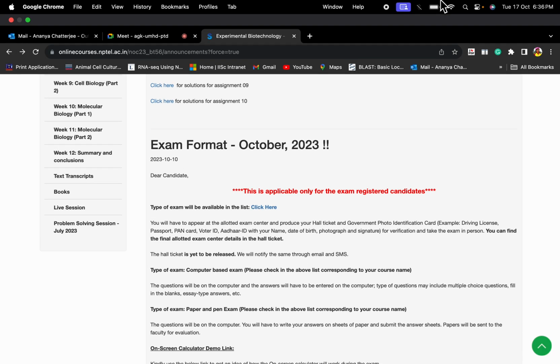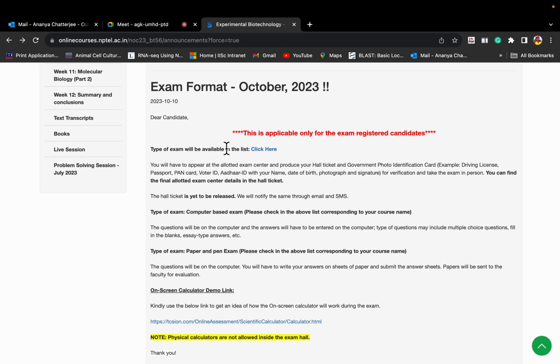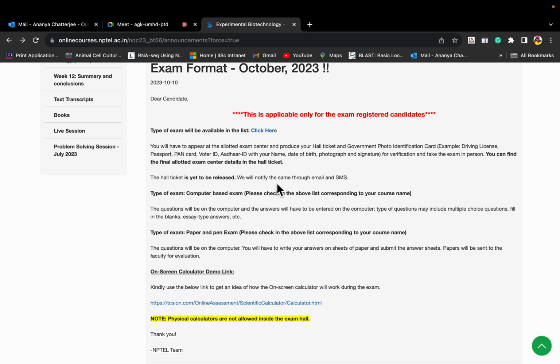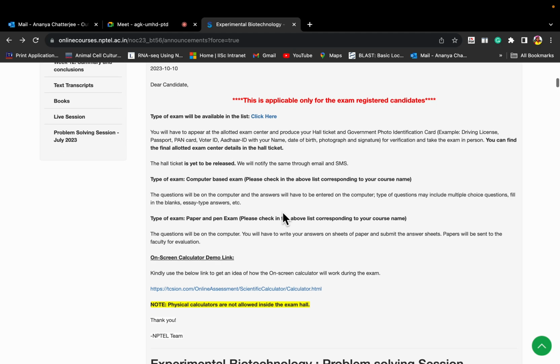So, exam format October 2023. Dear candidate, this is applicable only for the exam registered candidates. I hope all or some of you have registered for the exam. You will have to appear at the allotted exam center and produce your hall ticket, and you have to show photo identification and all. After that you can find the final allotted exam center details in the hall ticket. You will be getting the hall ticket soon. The hall ticket has not yet been released, so you will get a notification.